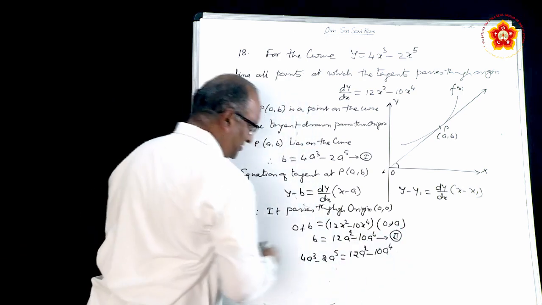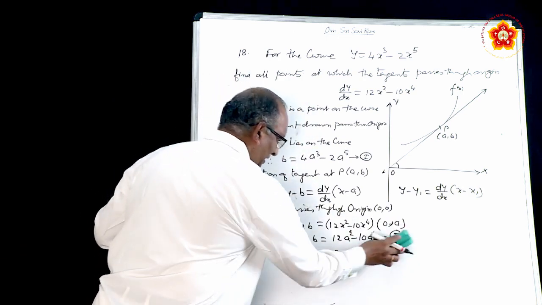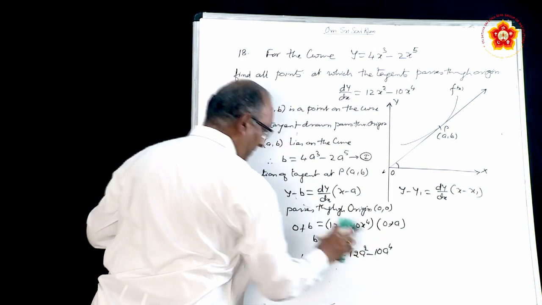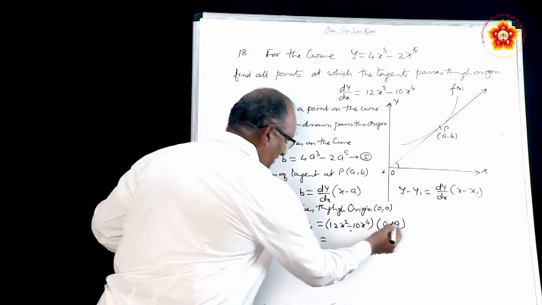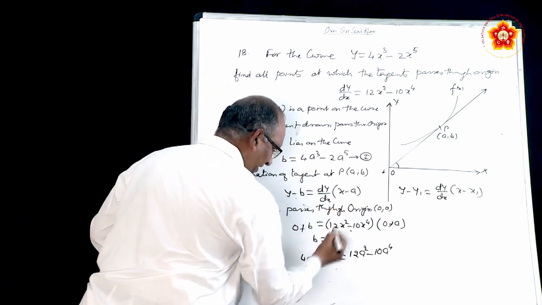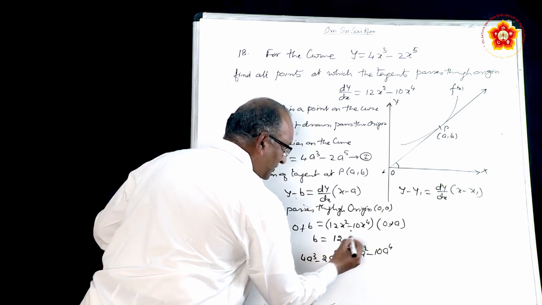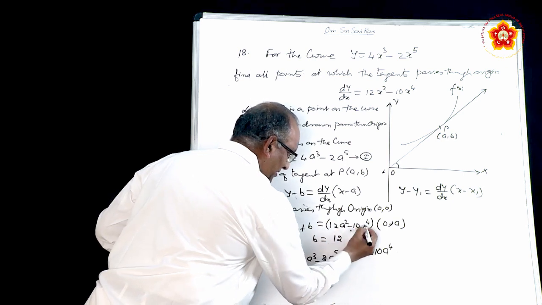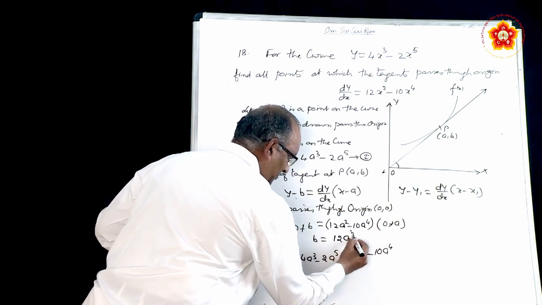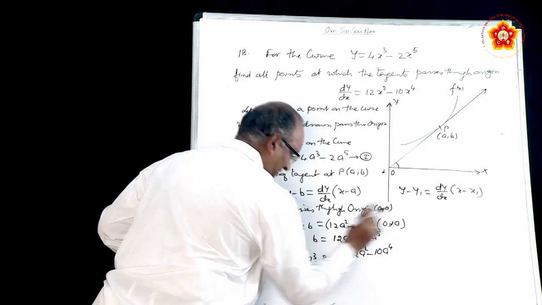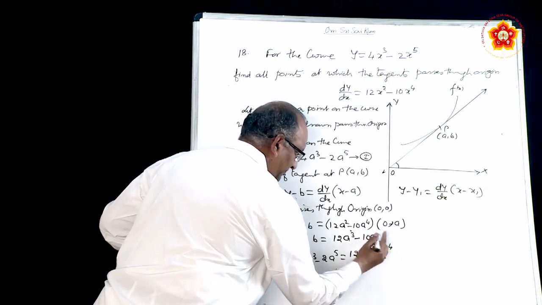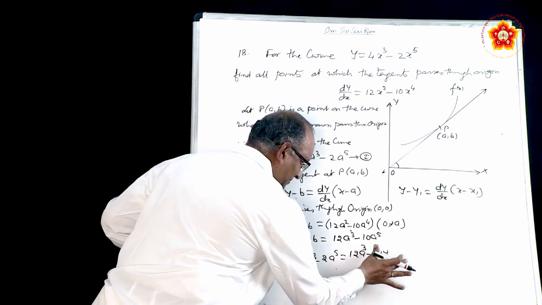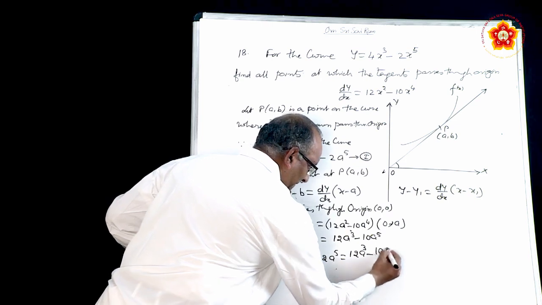While writing the second equation, we have not multiplied with a. So, multiply with a. Negative sign we have cancelled, but we have not multiplied. So, it becomes 12. This has to be replaced by a. So, it will become 12a cube minus 10a to the power 5. Yes.